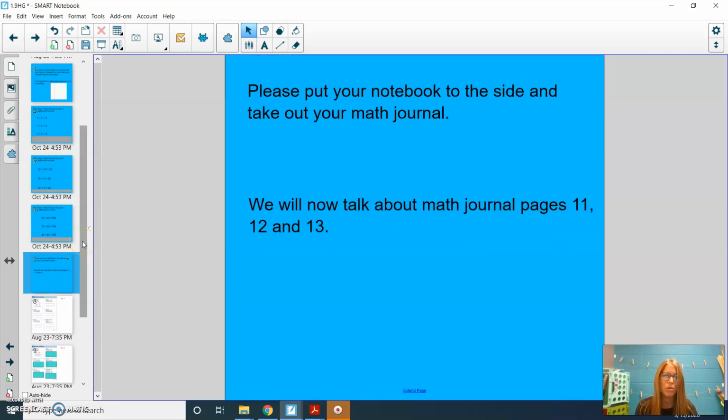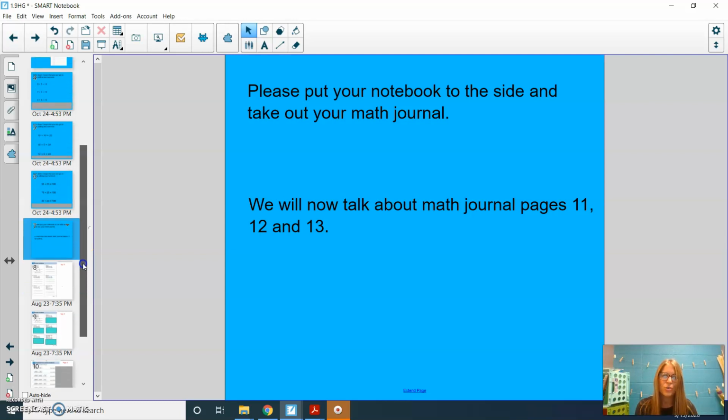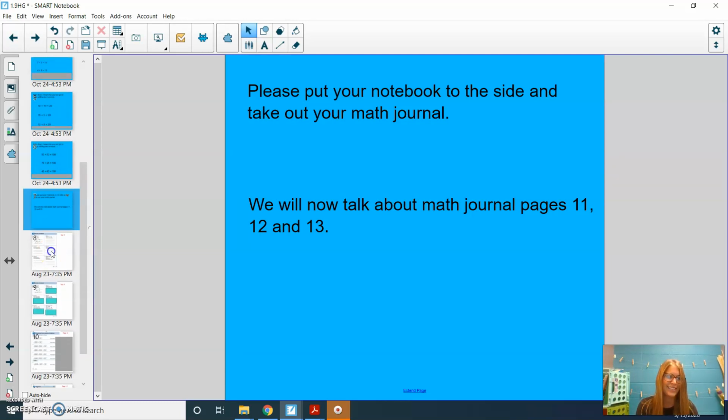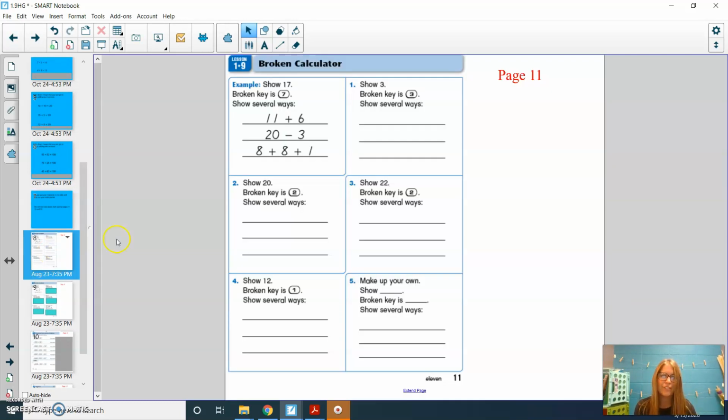We're now going to talk about Math Journal pages 11, 12, and 13. Let's start with 11 first. So today our page is talking about a broken calculator, and we're not going to use a calculator for this one. But what a broken calculator means, for the example, if we wanted to show the number 17, but we're not going to use a 7. We're going to pretend like the 7 key is broken. So look at the different ways that I show 17.